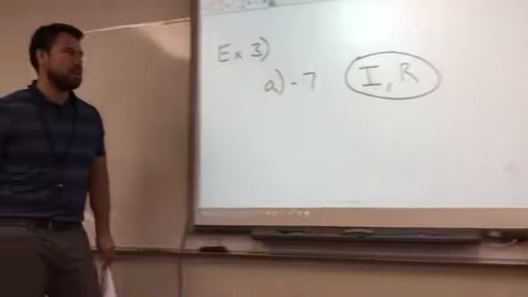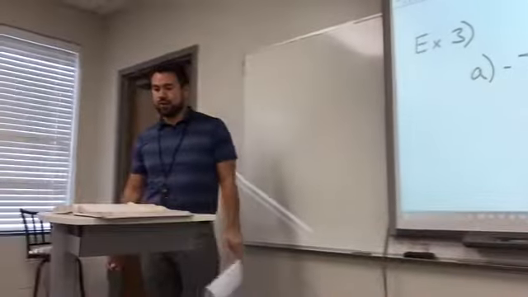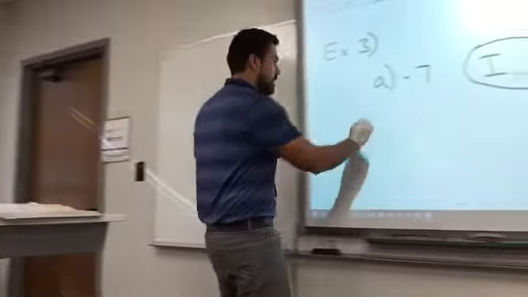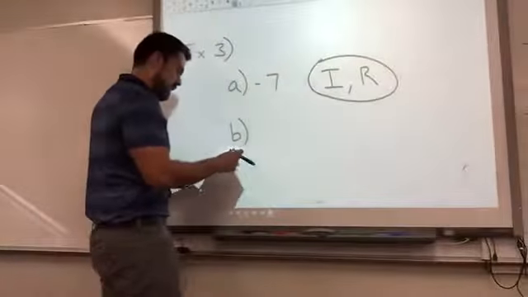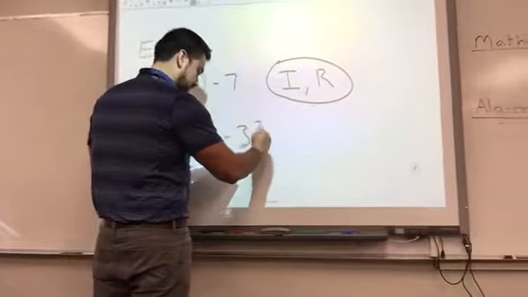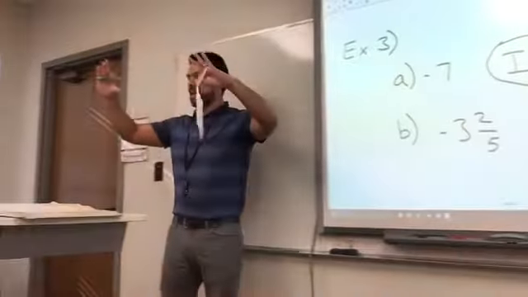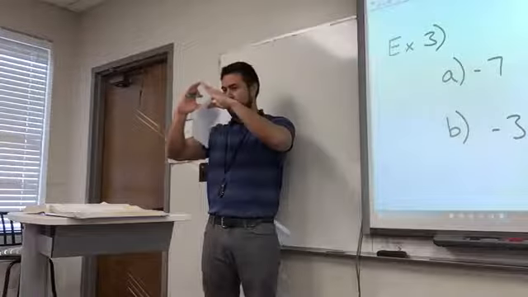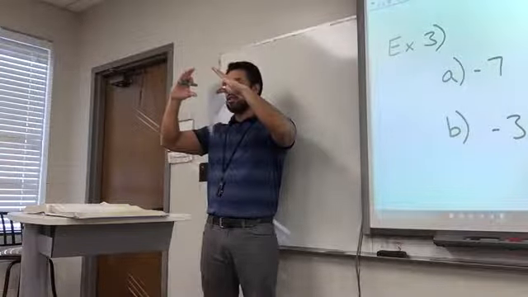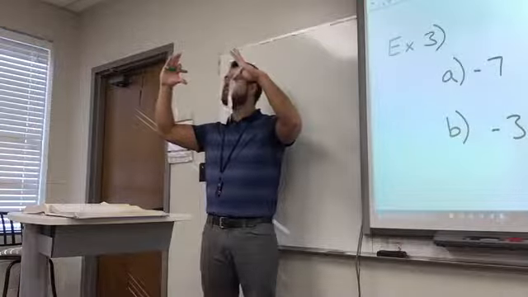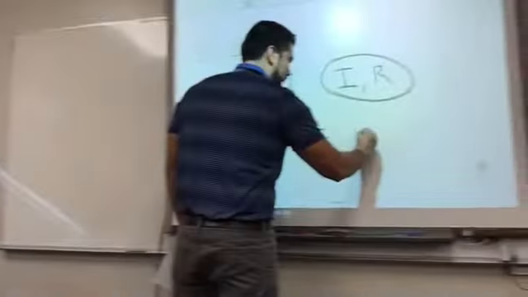I and R. That would be my answer for A. B, -3 and 2/5. All right, I look at my innermost circle. Is it a whole number? No. Is it an integer? No. Is it a rational? Yes. So it's a rational, and that's it.